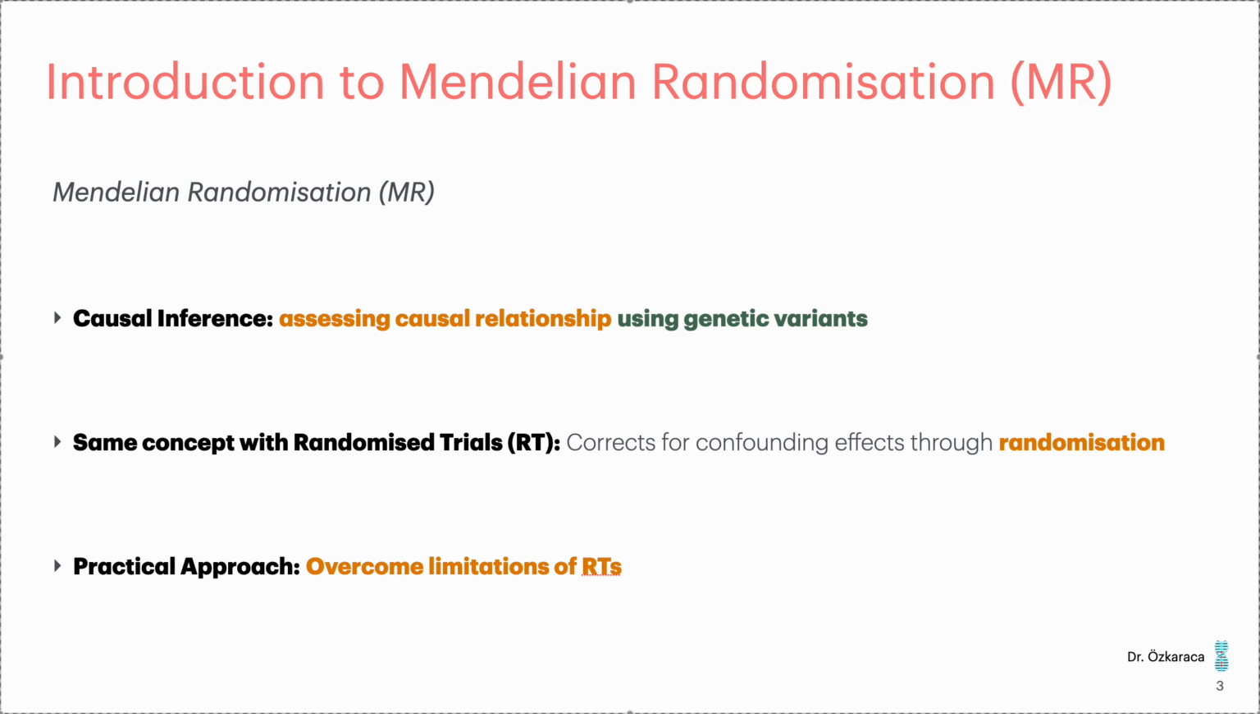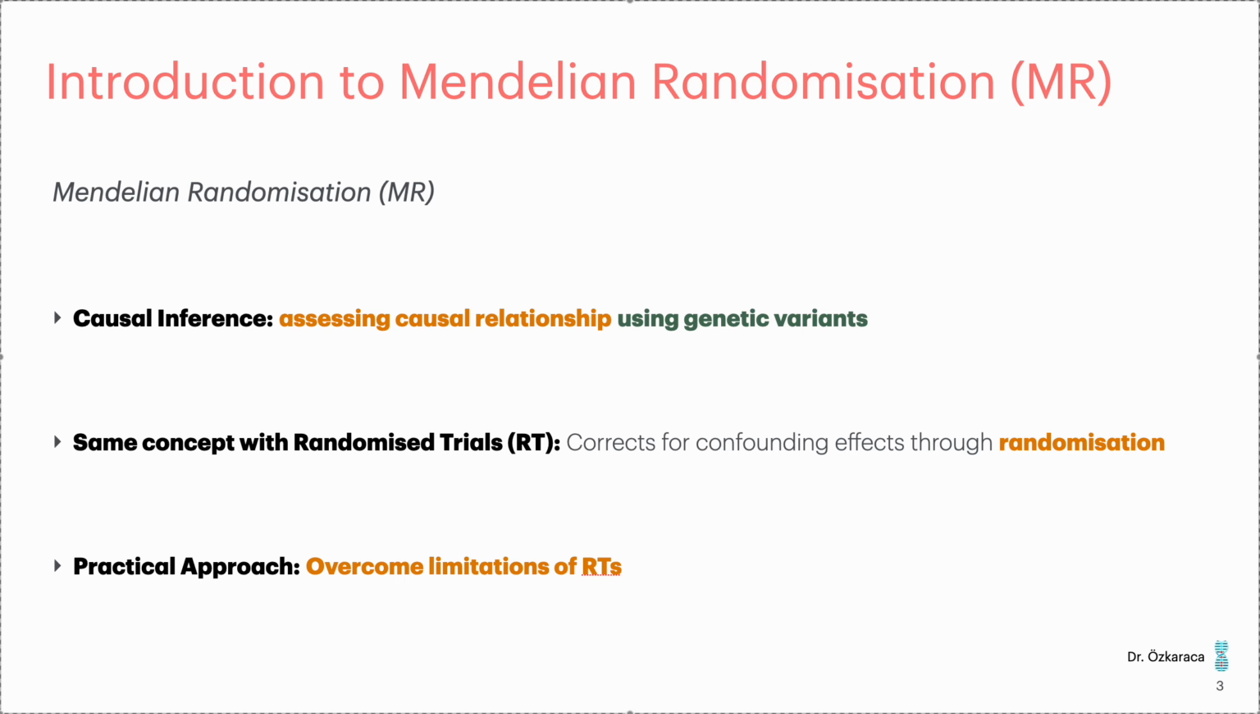Mendelian randomization, or MR in short, is a powerful approach for causal inference, allowing us to assess causal relationships using genetic variants as tools. In observational studies, confounding factors or reverse causation can obscure true causal effects. And MR helps address these challenges by leveraging the random allocation of genetic variants at conception. To understand MR better, let's compare it to randomized trials, or RT in short.